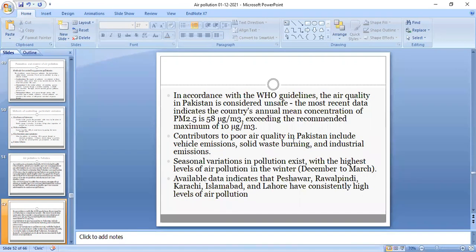Contributors to poor air quality in Pakistan include vehicle emissions, and that is a major component of the air pollution. Solid waste burning, burning for cooking purposes for domestic use, and in industries and industrial emissions. Seasonal variations in pollution exist, with highest levels of air pollution in winter from December to March. Available data indicates that Peshawar, Rawalpindi, Karachi, Islamabad, and Lahore have consistently high levels of air pollution.